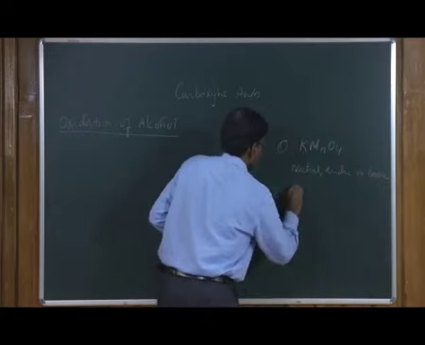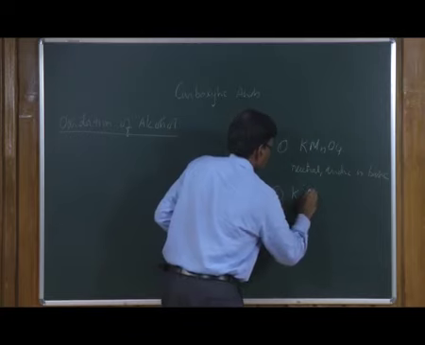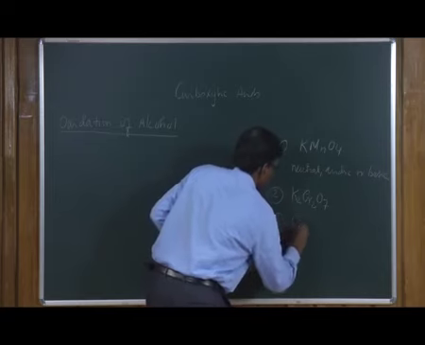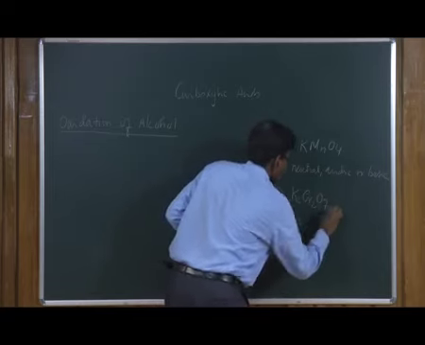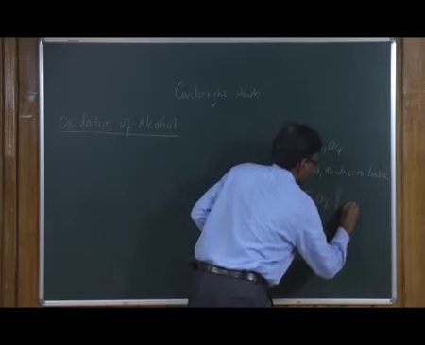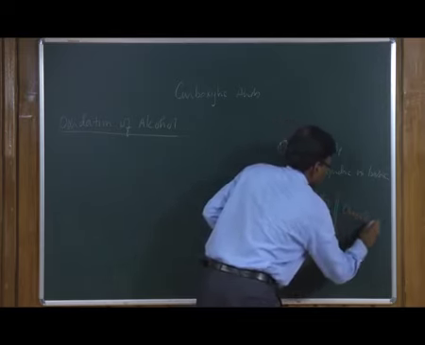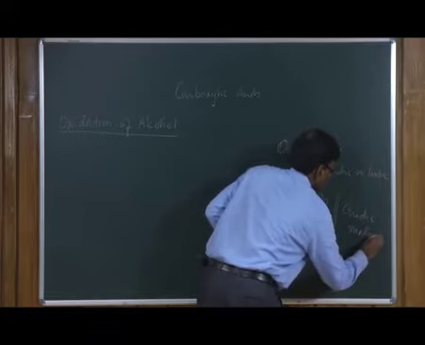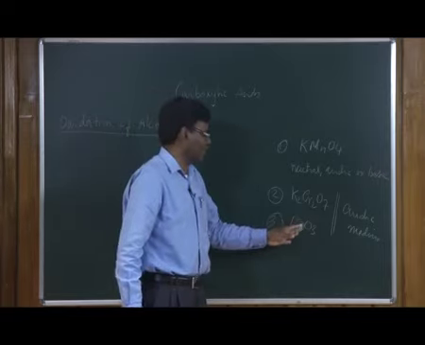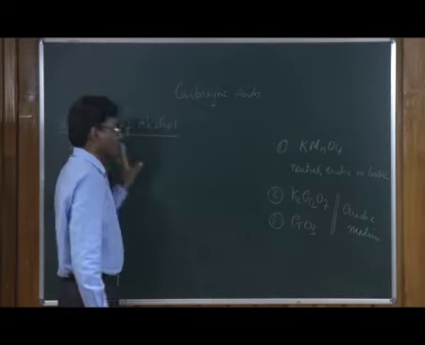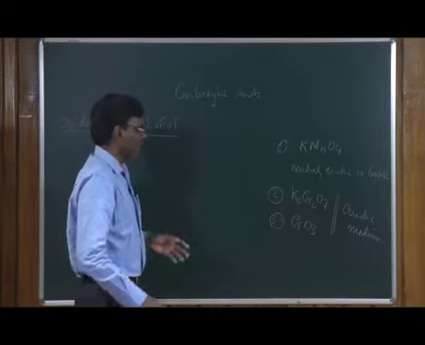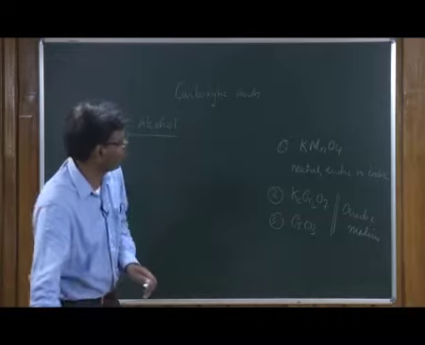We can also use potassium dichromate, K2Cr2O7, or chromium trioxide. These are usually carried out in acidic medium. So, you can also use potassium dichromate or chromium trioxide in acidic medium that can oxidize alcohol to aldehyde, then further oxidation to carboxylic acid. Now, let us see one example.